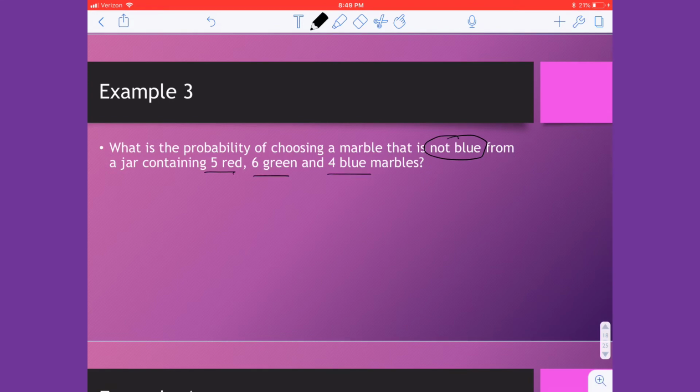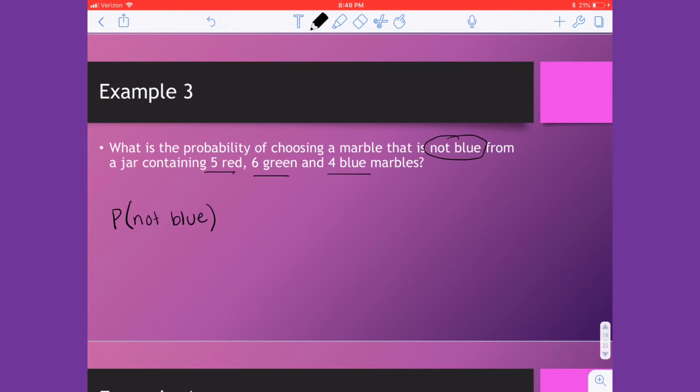So I was staying quiet for a second to give you an opportunity to read this problem. What is the probability of choosing a marble that is not blue from a jar containing 5 red, 6 green, and 4 blue marbles? So the probability of not blue.